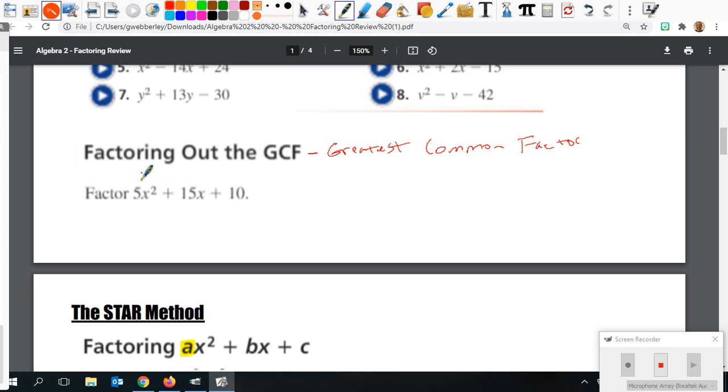What can go into 5, 15, and 10? 5 can, right? 5 goes into itself. 5 can go into 15, and it can go into 10. 5 goes into itself how many times? Just once. Into 15 how many times? 3 times. Into 10 how many times? 2. So that's what we're going to use.